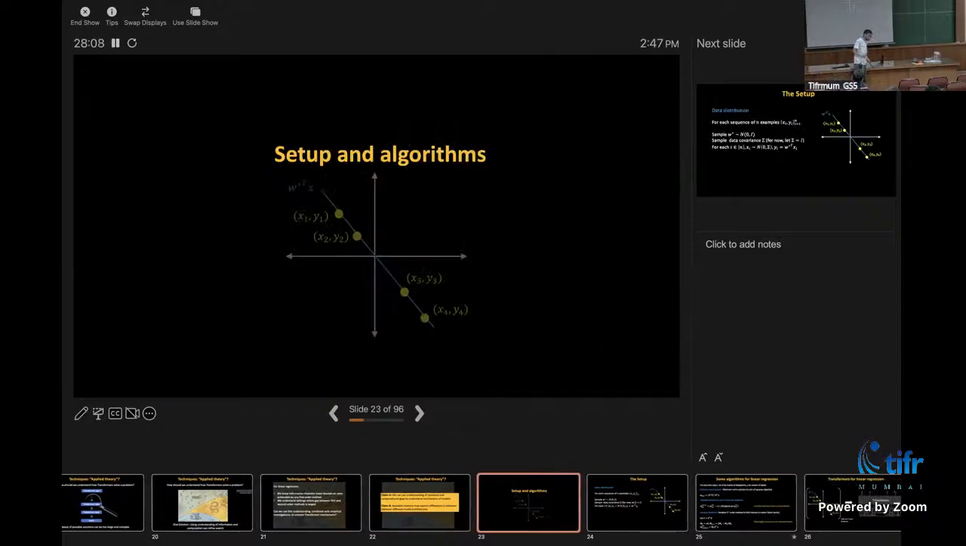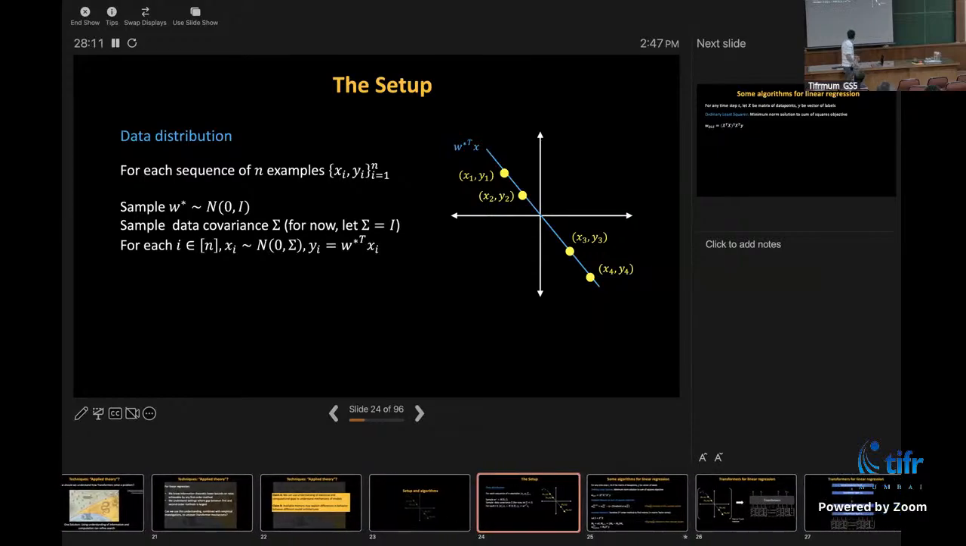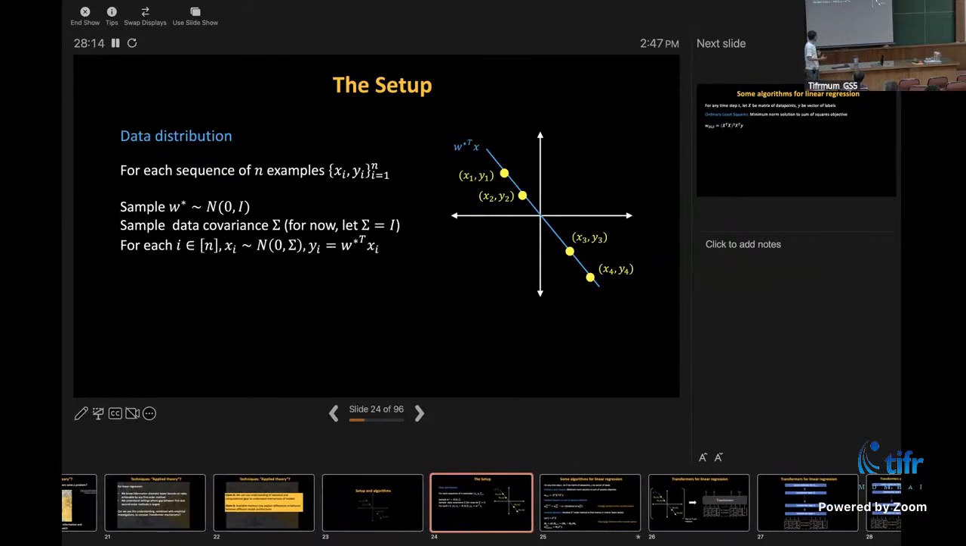Okay, so let me talk about the setup a little bit more formally. So here's the data distribution. For every sequence of n examples (x_i, y_i), I will draw an underlying linear predictor w*. I'll also draw it from some nice isotropic Gaussian distribution. And for every sequence, I'll also sample a data covariance matrix Sigma. For now, just think of Sigma as being identity. So just nice isotropic distributions. And for every i, I'll draw x_i from this Gaussian distribution, mean zero, covariance Sigma, just identity for now. And the labels will be given by this linear model, where the ground truth predictor is w*. So everything is perfectly fit by a linear model. There is no noise. So that's the data generating distribution. So every sequence I generate this way.